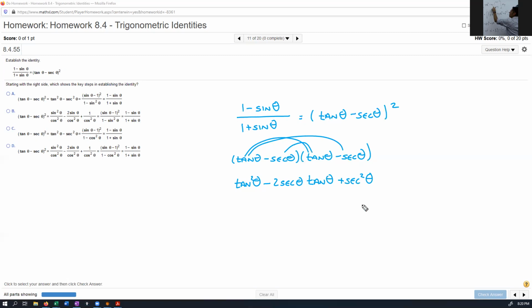Okay. What now? Let me turn secant squared theta using the Pythagorean identity. That is 1 plus tangent squared theta. And then I still have tangent squared theta minus 2 secant theta tangent theta. And then plus that thing here. Okay, so what happens now? I can move this tangent out to the front, plus 1.